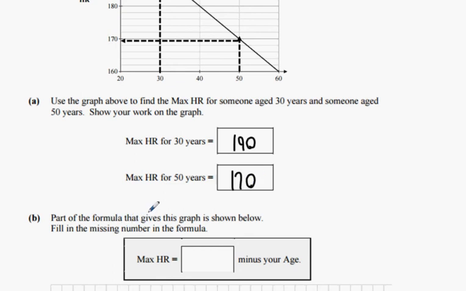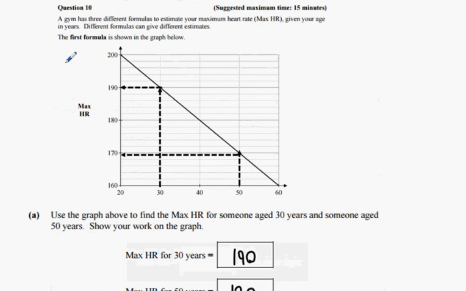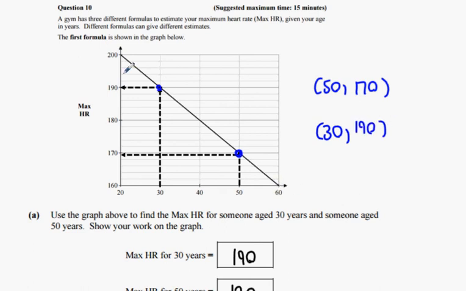Part of the formula that gives the graph is shown below. Fill in the missing number in the formula. Max heart rate equals something minus your age. Something minus your age. That's interesting. Now let's look at a few of the points, guys, okay? A 50-year-old can have a max heart rate of 170. A 30-year-old can have a max heart rate of 190. A 20-year-old can have a heart rate of 200. Now, is there a trend here? Is there any trend we can find? And a 40-year-old, look for the 40-year-old, is 180.